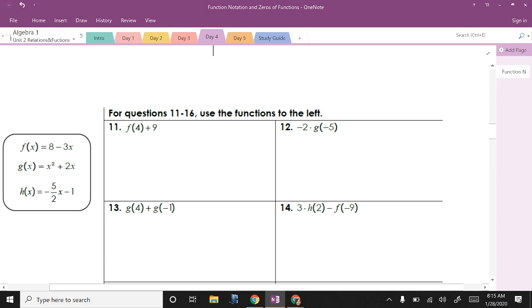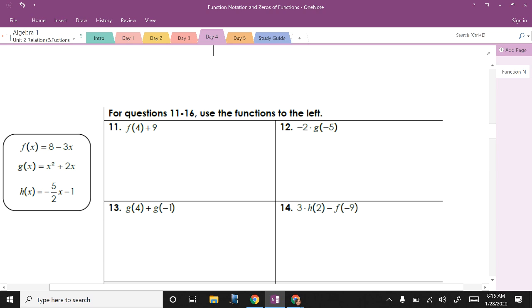All right, look down here at these. Do you see how there's a box over to the left? Right? How many functions are in the box? 3. One's called F, one's called G, one's called H. Y'all see them? Okay. So number 11 says find the function of f of 4 and then add 9. I want you to ignore the add 9 for a second. First, we're going to find f of 4.